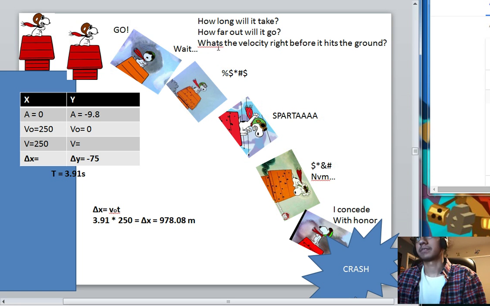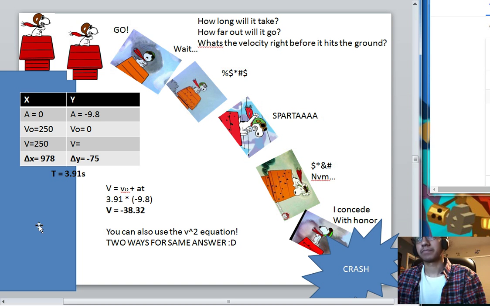The last question is going to be, what's the velocity right before it hits the ground? So that's solving for the vertical y velocity, final velocity. And here we use our first kinematic equation where v equals v naught plus at. That gives us negative 38.32. And you can actually also use the v squared equation, and you'll also get the same answer. I did check that.